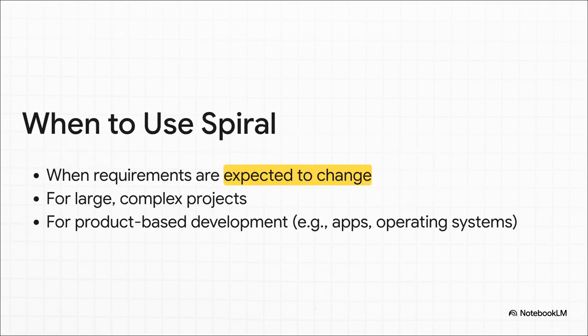So this model is absolutely perfect for those big, complex projects where you know for a fact that requirements are going to shift over time. If you're building a product that's going to have lots of different versions, like an operating system or a major app, the spiral approach is pretty much designed for that journey of continuous improvement.